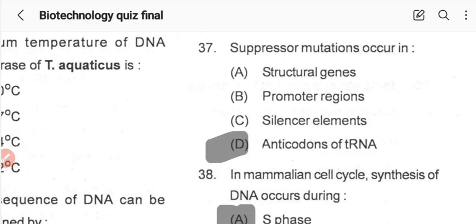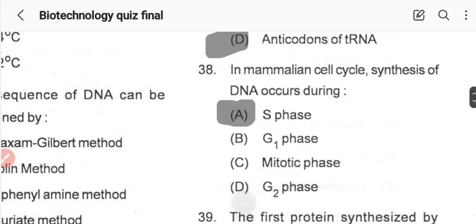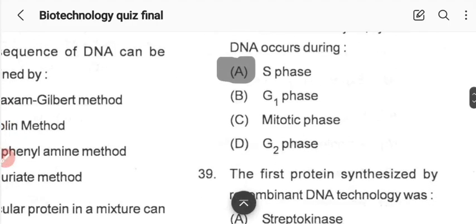Suppose a mutation occurs in a gene, but this mutation in the gene will be suppressed by what? The anticodon of tRNA. If there is another mutation that happens in the tRNA for that particular gene, then it will be called suppression mutation. So the right answer is D. Then in the mammalian cell cycle, synthesis of DNA occurs during what? S phase. In S phase synthesis of DNA occurs.